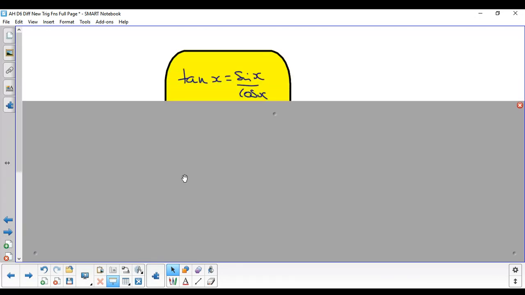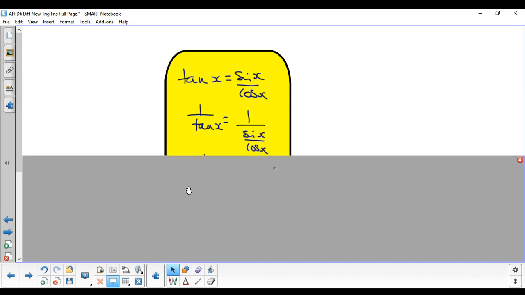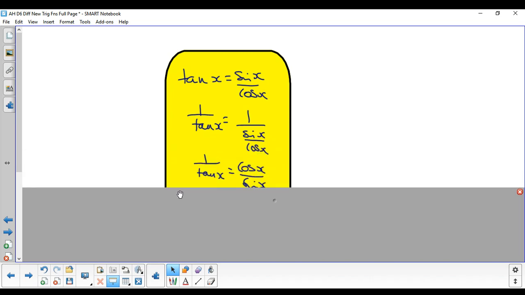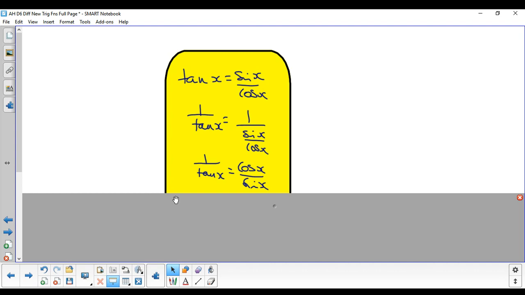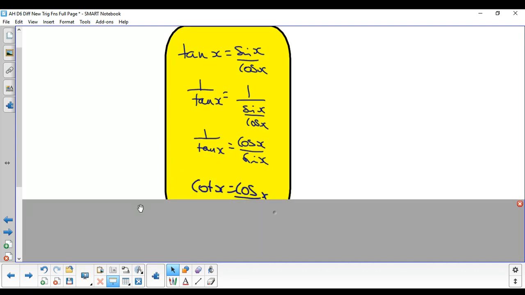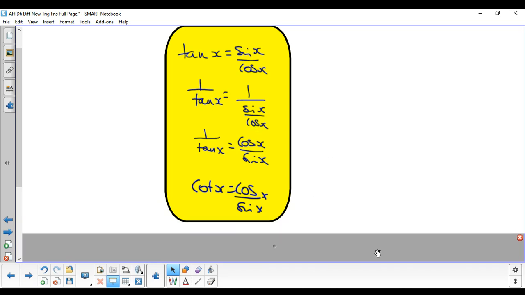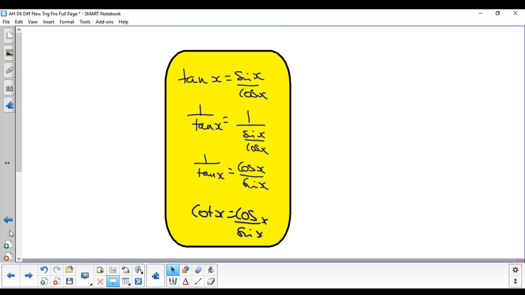Tan x is sine over cos. In that case, 1 over tan x is 1 over sine over cos. The cos flips upstairs, so 1 over tan x is cos over sine, which is the same as cot. So remember that if you know that 1 over tan is the same as cot, if you know tan is sine over cos, the inverted cot is cos over sine. You can do it in stages, or you can just understand that it's the opposites or the inverted, okay?